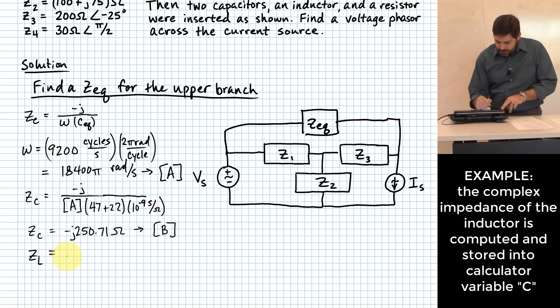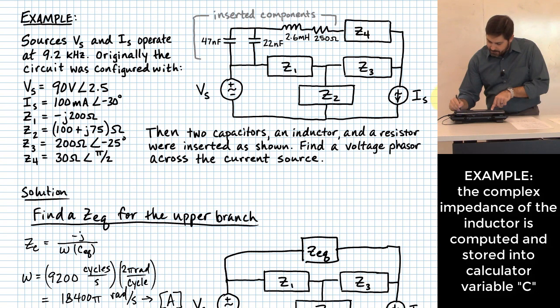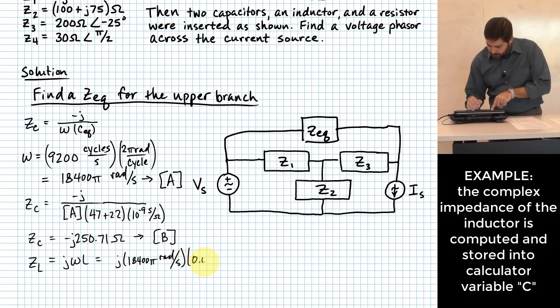For ZL, it's going to be based on J omega L. And so what I will do with this is do J omega, which again is 18,400 pi radians per second. But that was stored in A, right? So I guess I could have used that too. Anyway, this is multiplied by the L value. And the L value up there was 2.6 millihenries. That is going to be 0.0026 henries. And a henry is an ohm second.